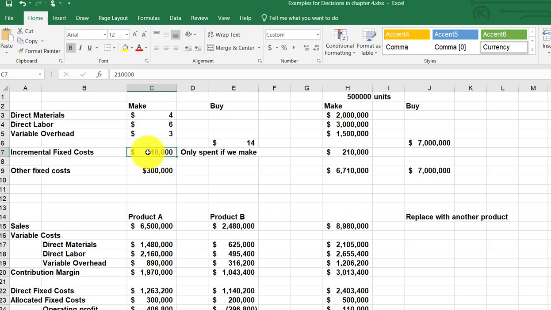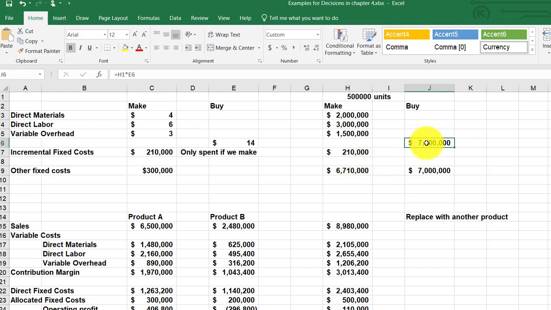Now, that makes it harder to see. The question is, will we save enough on the 13 versus the 14 to cover those incremental fixed costs? So maybe it's easier to do it in total. If we need 500,000 units, it's going to cost us $4 each, or $2 million, $6 each, or $3 million, and $3 each, $1.5 million. That's the direct materials, direct labor, and variable overhead. And then we add in the incremental fixed cost to get $6,710,000.